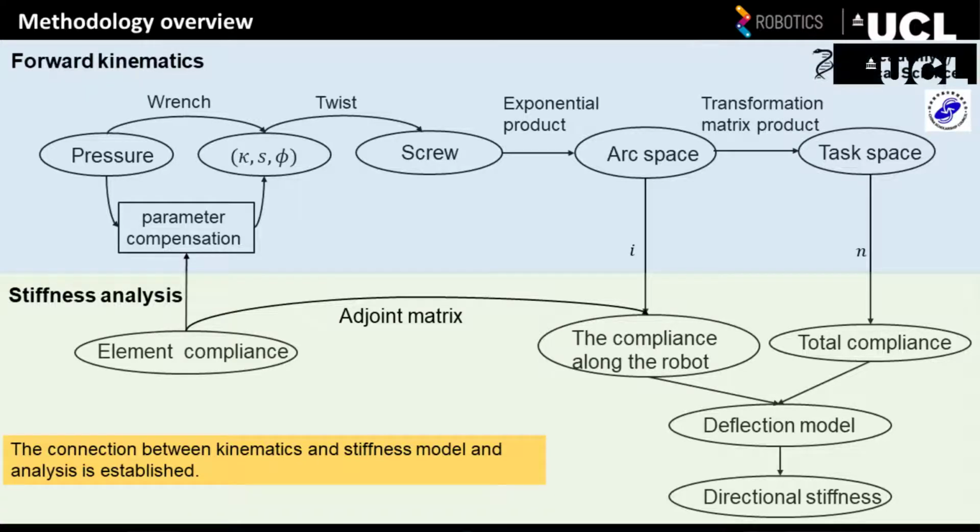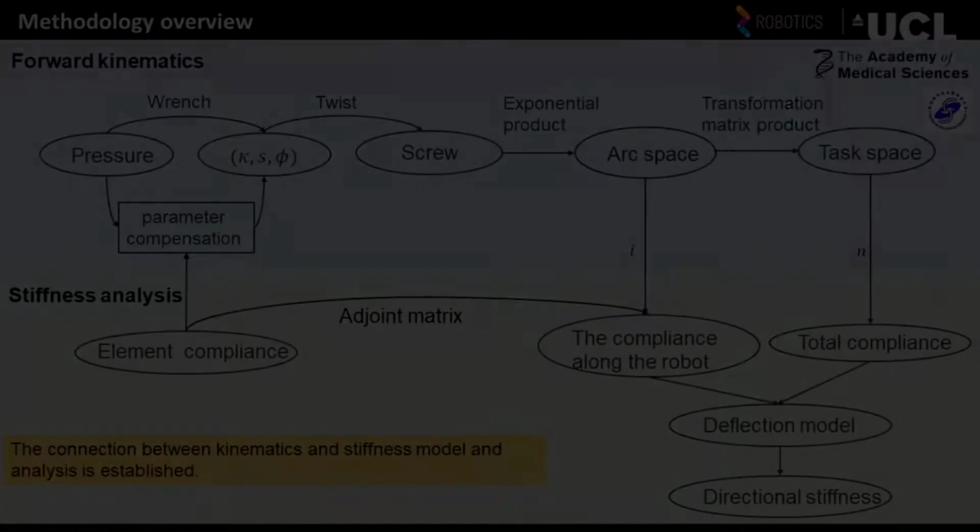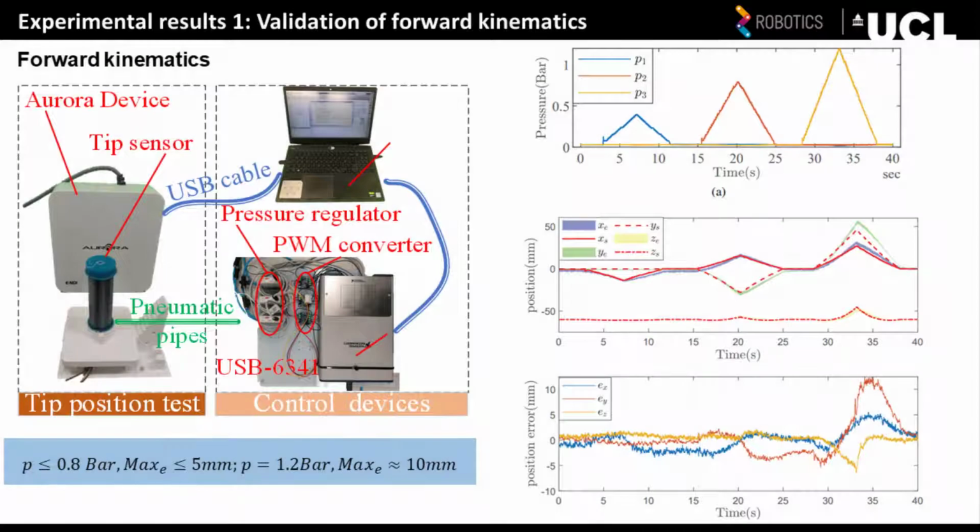There are two sets of experiments: forward kinematics validation and stiffness validation. In kinematics validation, an AI-DAC device is used to collect real-time pressure information and generate the PWM signals to control 3 individual pressure regulators. Position in 3 directions is recorded by an Aurora electromagnetic tracker. A 6 degrees of freedom magnetic sensor was mounted at the tip of the robot.